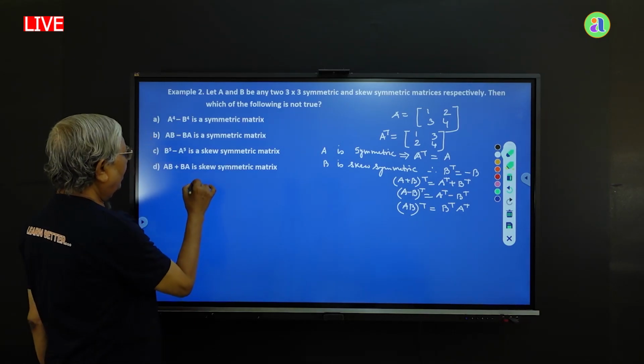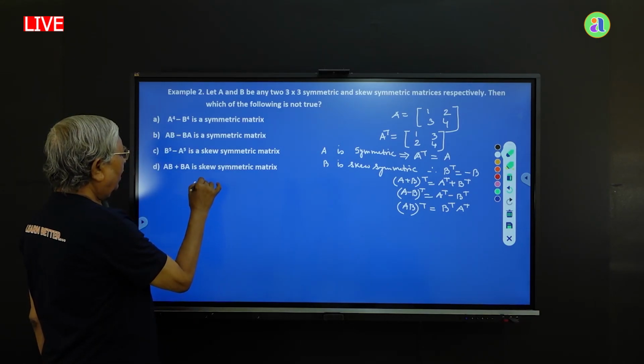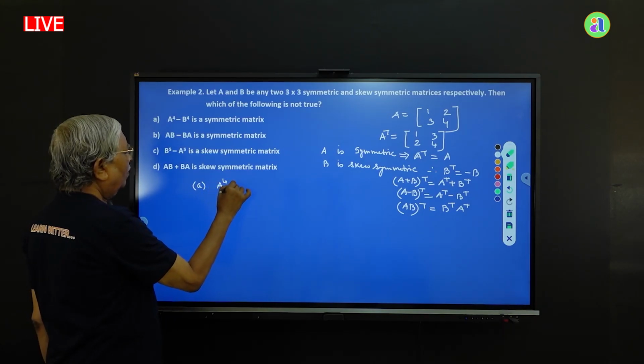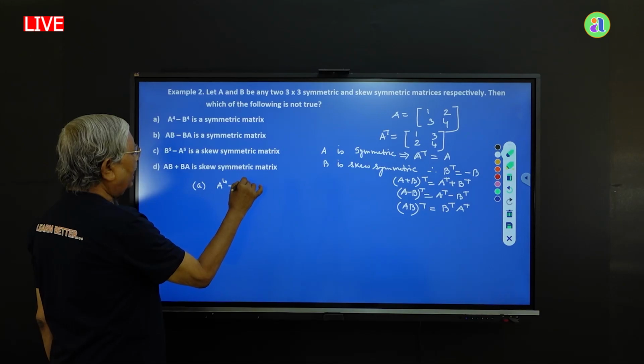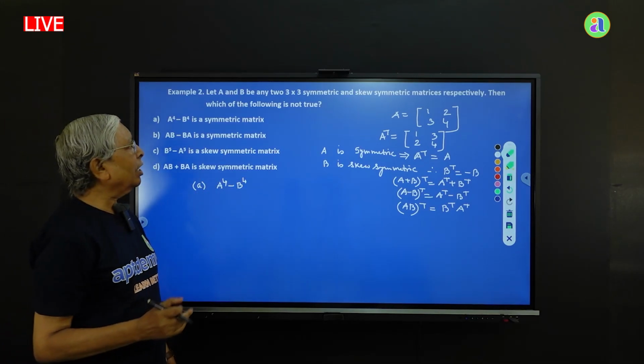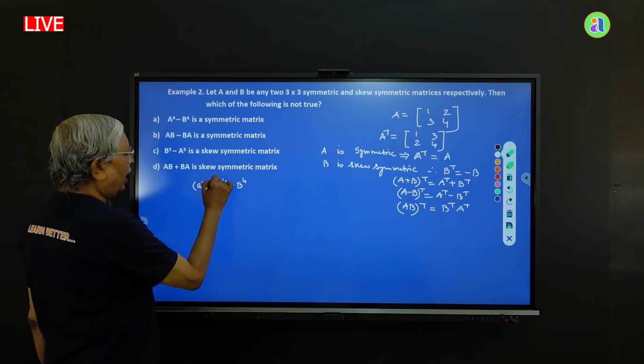Number one, A to the power 4 minus B to the power 4. Whether this matrix is skew symmetric or symmetric. So first we start from here.